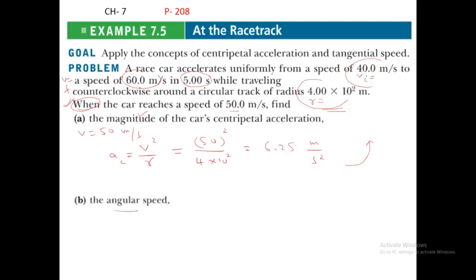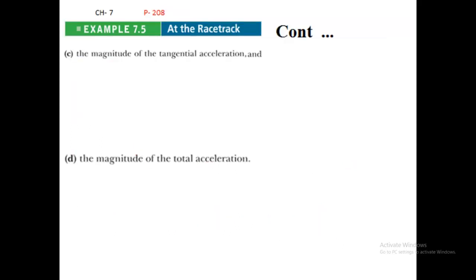Then angular speed, we have to find out angular speed. Since we have V is equal to R omega, it implies omega is equal to V over R, which is V is 50, R is given, so you get 0.125 radian per second.